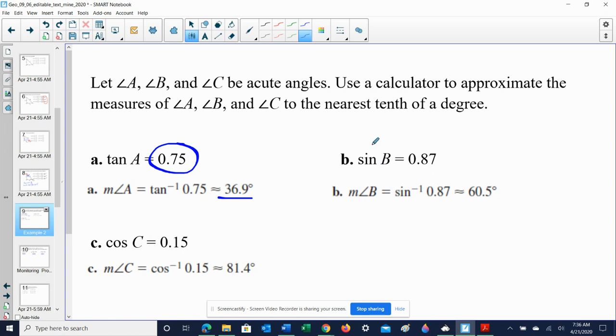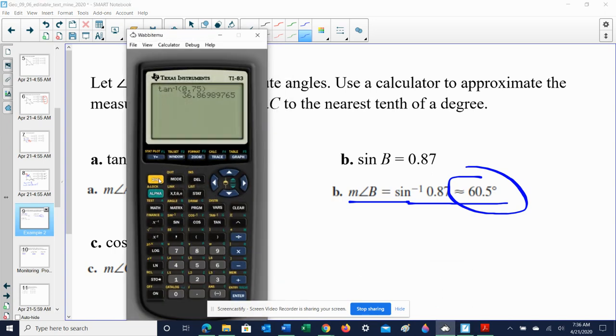Suppose I'm at B, and I know that the sine of angle B is equal to 0.87. That's its ratio, opposite over hypotenuse, is 0.87. So the measure of angle B is equal to inverse sine 0.87, approximately 60.5 degrees. Second sine 0.87. You don't have to put the zero in, it's just nice to do sometimes. Enter. 60.5 degrees to the nearest tenth.